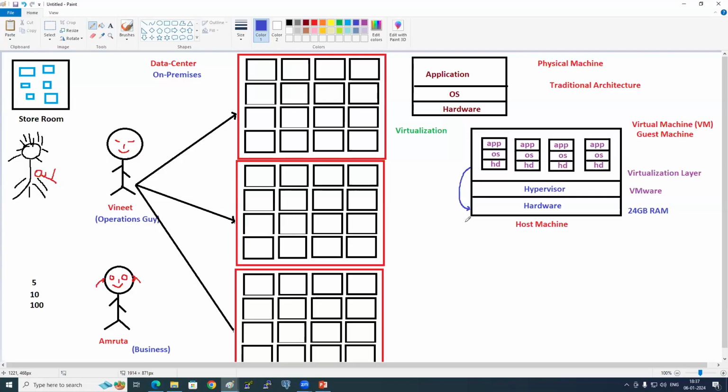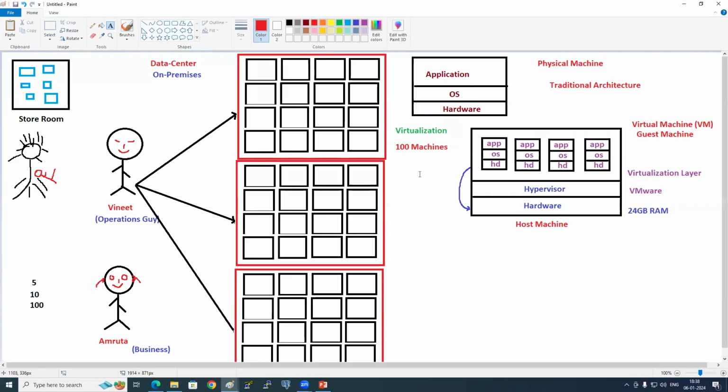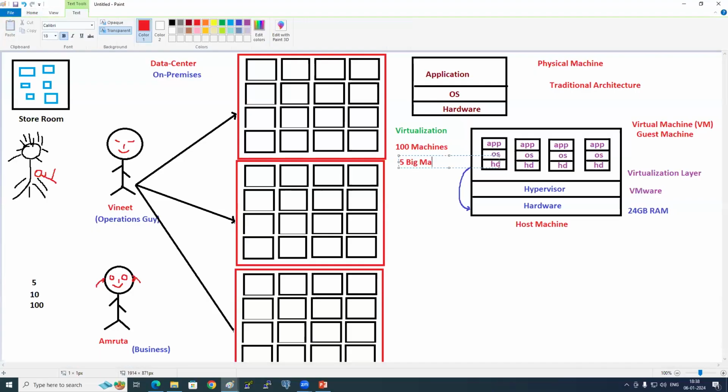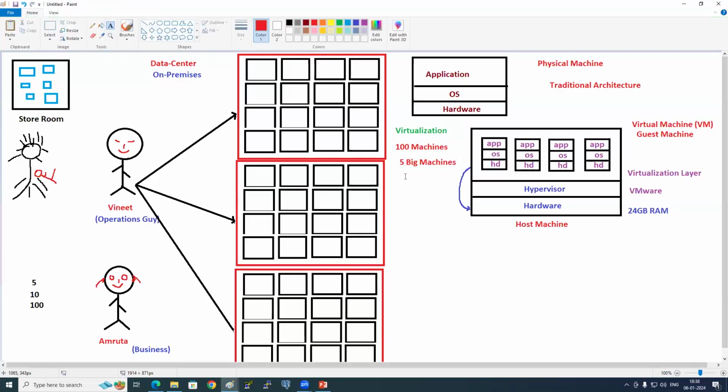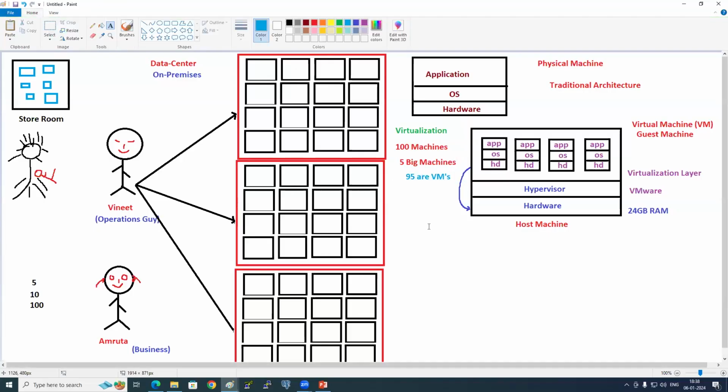Now, let's say for example I have a requirement of 100 machines for a project. Do I need to go and purchase 100 machines? Let's say I purchase only 5 big machines and 95 are virtual machines. How much cost I have saved, how much space I have saved, how much risk I have saved, how much headache I have saved. What is the technology?